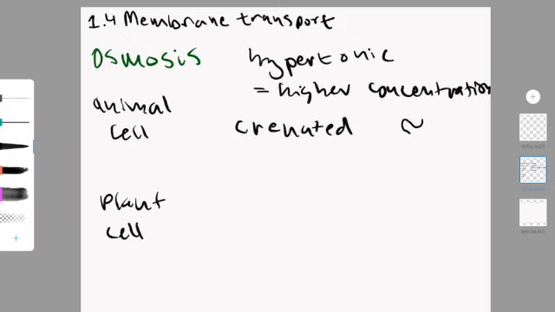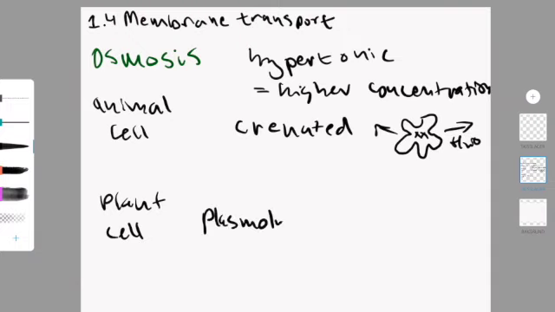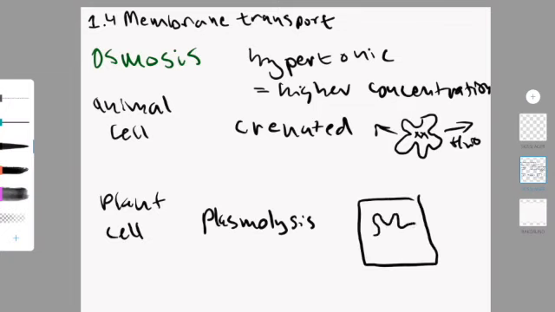So for an animal cell, it gets crenated. This is with an N, not cremated. Essentially all of the H2O leaves, it gets dried out. And then for a plant cell, it leads to plasmolysis, which is the same thing, except remember that it has a cell wall, so the cell wall still stays.